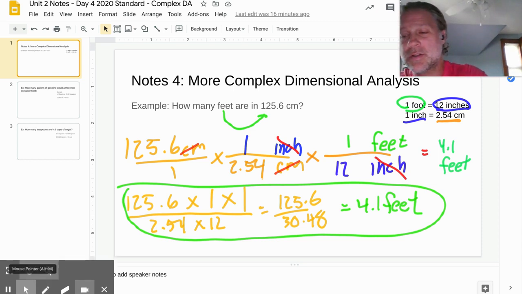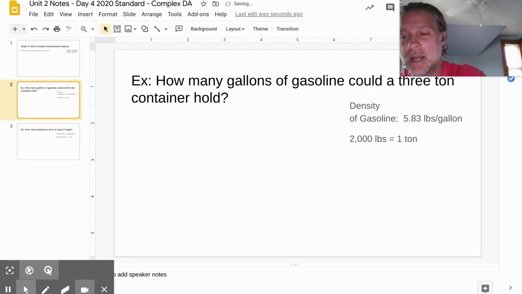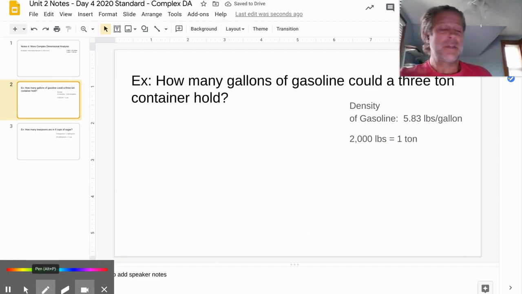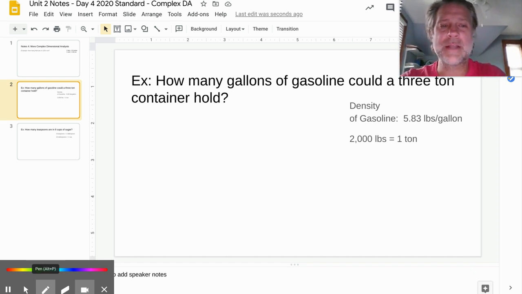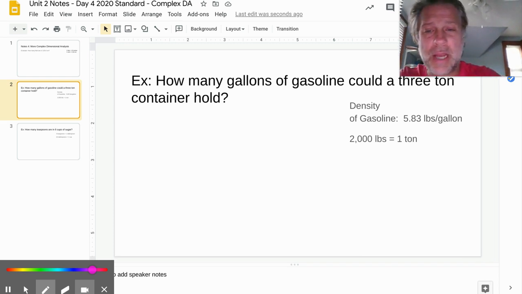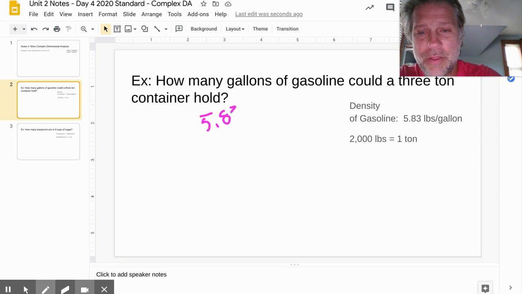All right, so we're going to move on to the next question, which is how many gallons of gasoline could fit in a 3-ton container. So I went through the trouble of looking up the density of gasoline and the relationship between pounds and tons, because I'm going to need those things. But before we get too deep into this, I want to talk about the relationship of density. So what I'm telling you here is that the density of gasoline is 5.83 pounds per 1 gallon.